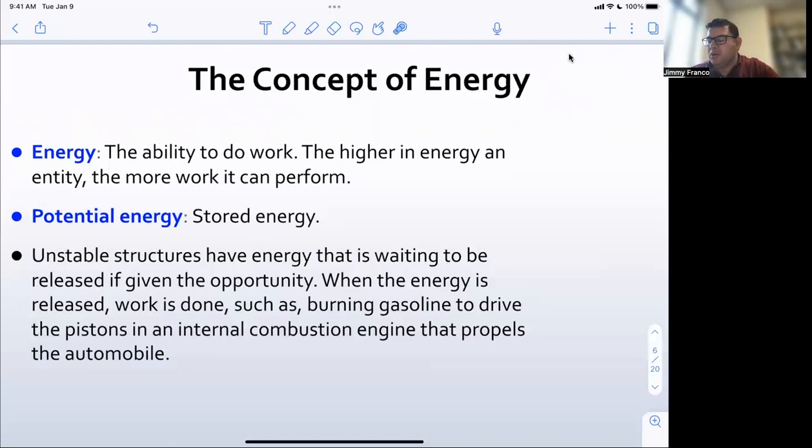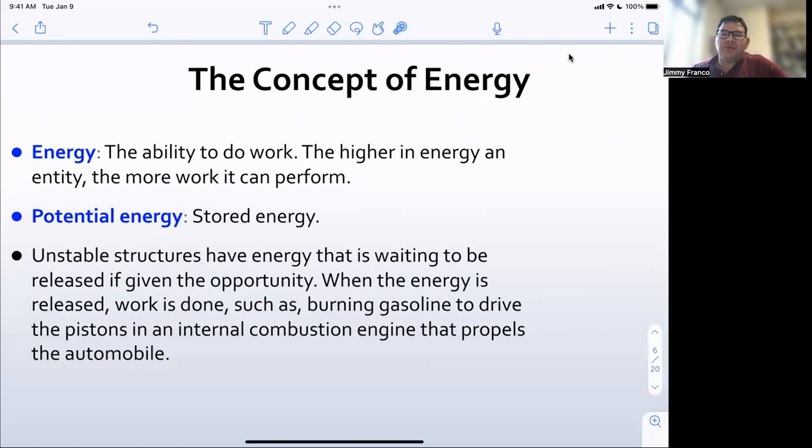Right? So energy in a more global sense is the ability to do work. And that kind of makes sense. Even if we think about it from our perspective, the more energy we have, the more likely we are to go out and do something, run errands, study. And so if we have energy, we're able to do things.